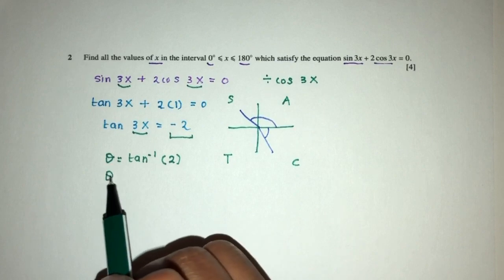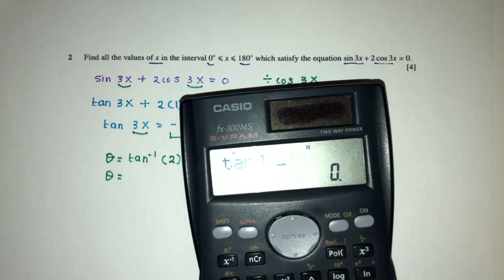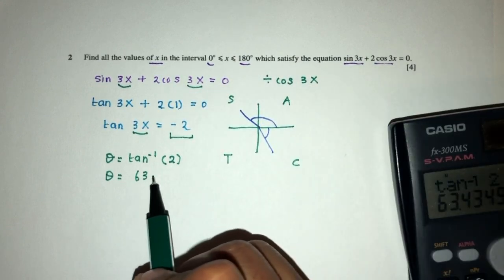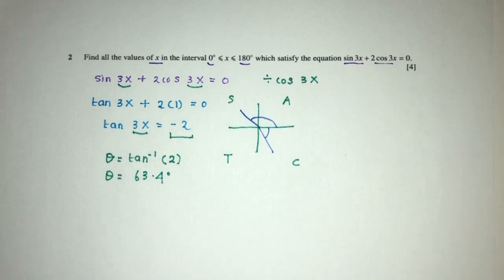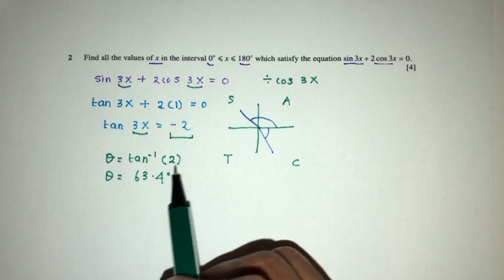So theta will be what? So here we have to use degrees. Tan inverse of 2, that will be 63.4. So this is the value, so usually when it is positive.